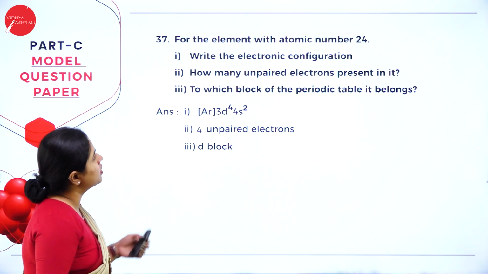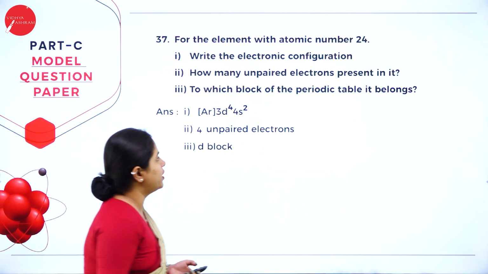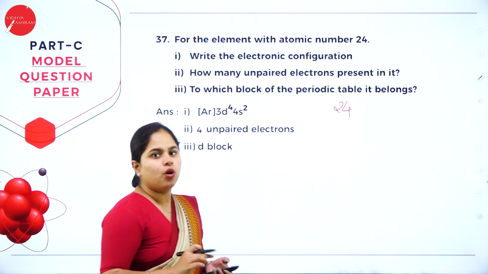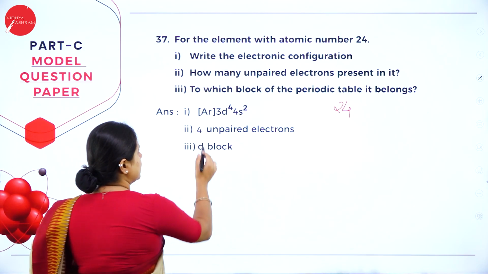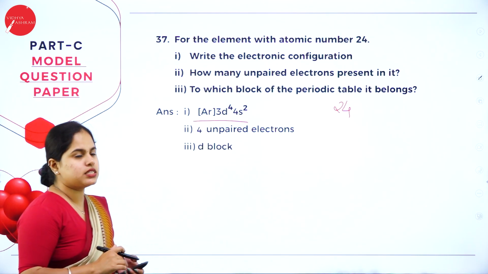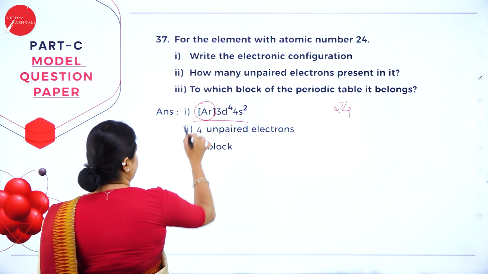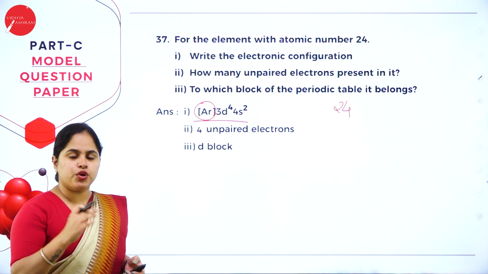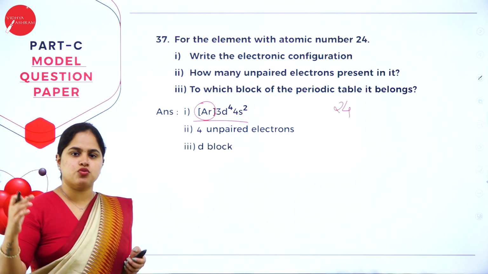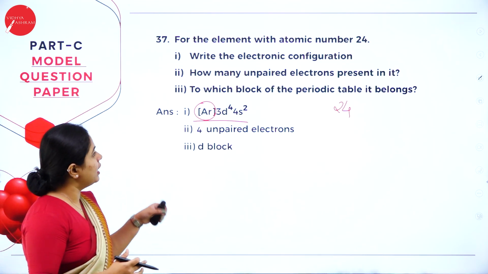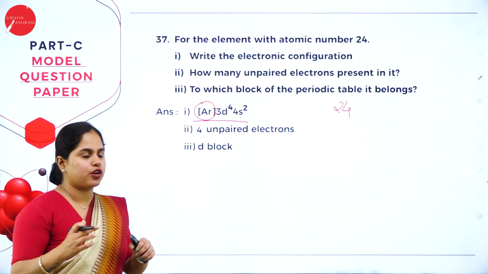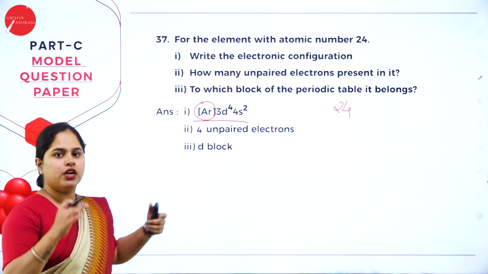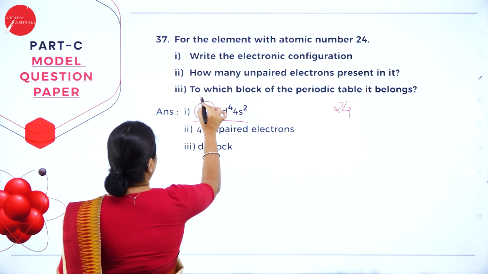So the first part is write the electronic configuration. The atomic number is given as 24. The easiest way to write is in this format, that is, till argon it is mentioned here. What does that mean? The atomic number of argon is 18. So you don't have to write 1s2, 2s2, 2p6, all of that. Till argon, that is till 18 electrons, it will be included in this argon symbol. So 18 electrons are already mentioned.